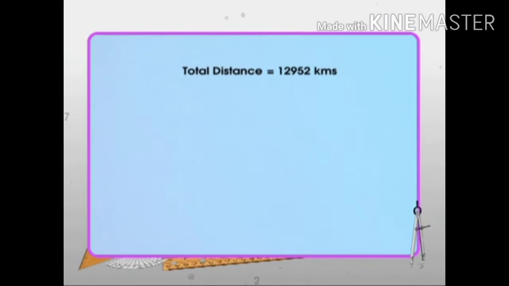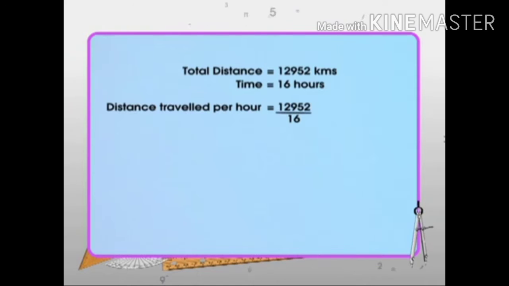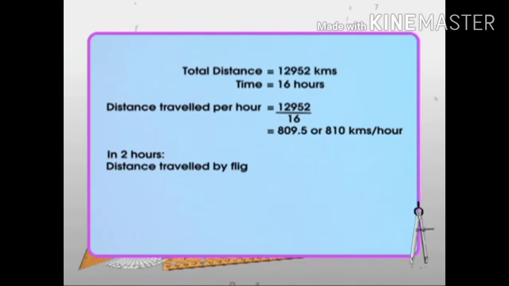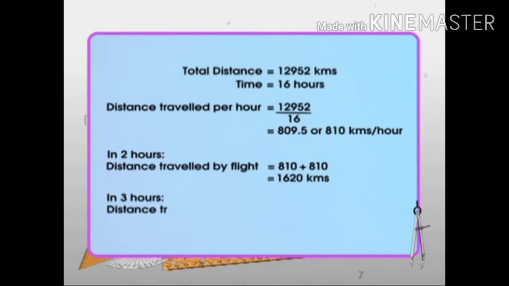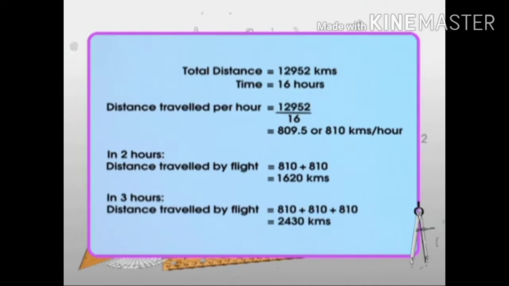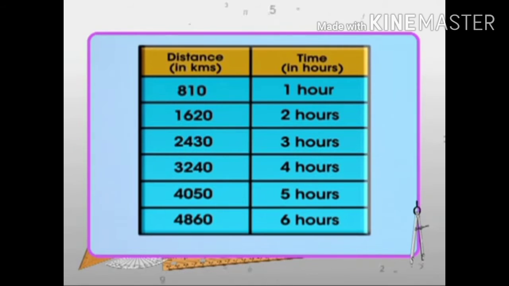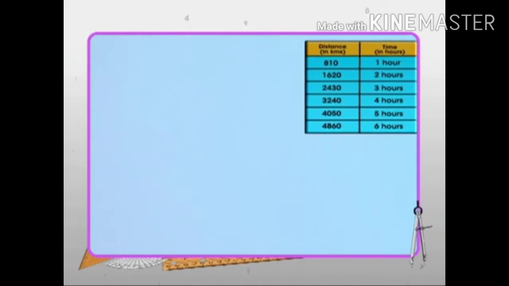The total distance of 12,952 kilometers is covered by the non-stop flight in 16 hours. Assuming that the flight moves at a constant speed, the flight approximately covers 810 kilometers in an hour. So in 2 hours' time, flight will travel 810 plus 810 is equal to 1620 kilometers. In 3 hours' time, it is 2430 kilometers, and so on. We can make a tabular column where we list this distance-time data.